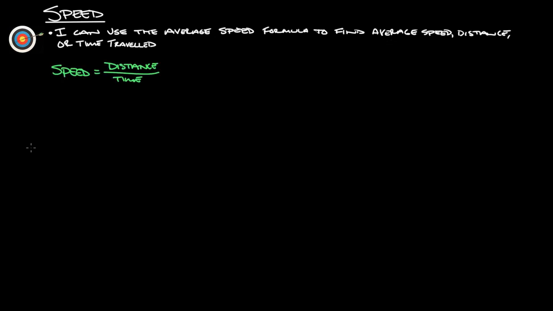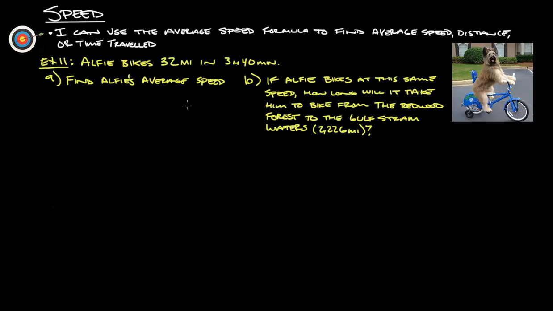So the speed formula is simply distance divided by time. So how long it takes to go a certain amount of distance. Like normally when you are driving on the freeway, you're going 60 miles an hour. So 60 is your distance. You go 60 miles every 1 hour. Now with that, let's try a few examples here.